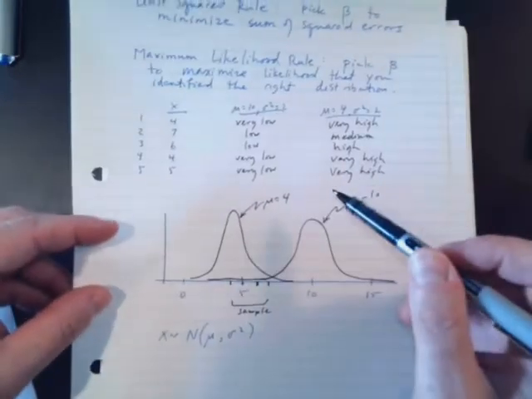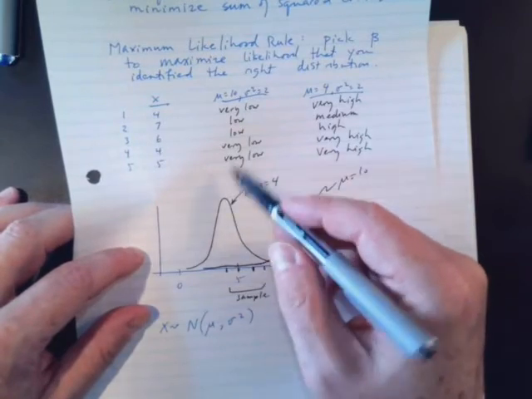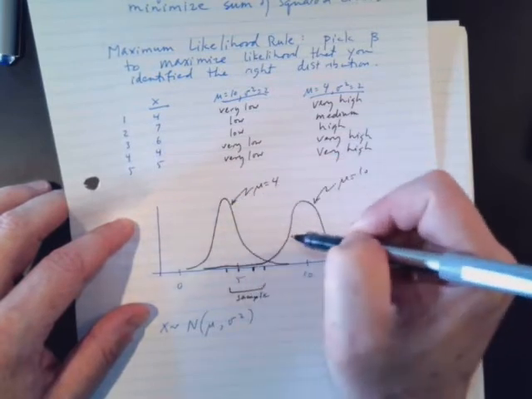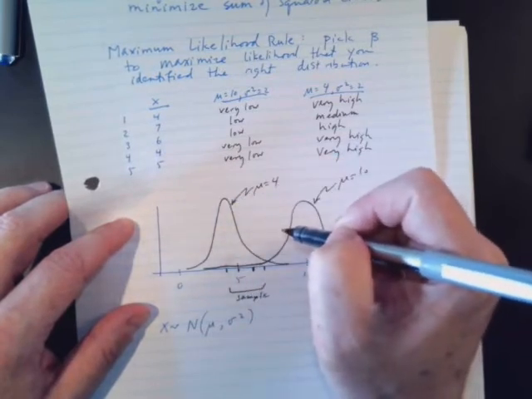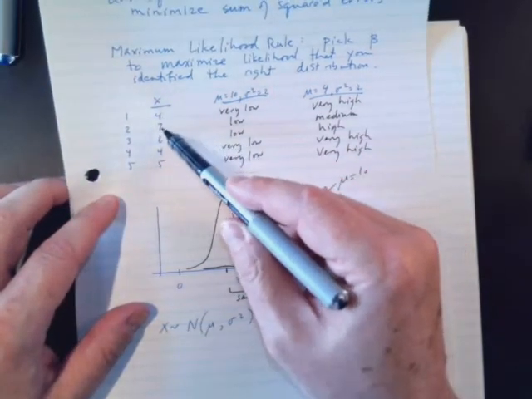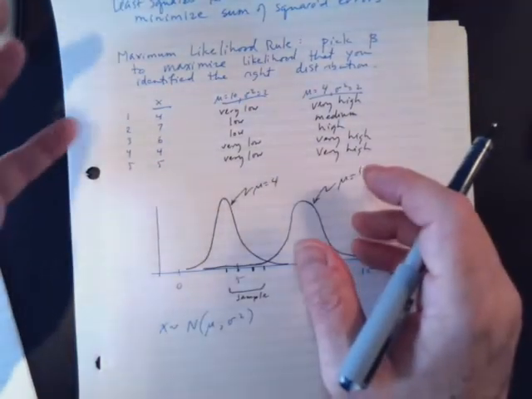Now, to do maximum likelihood estimation, I've already kind of hinted at it, but what we're going to do is say the likelihood of any one observation in the sample is the height of the density function at that point. So then that gives us a likelihood value associated with every point in the sample, and then we're going to add them up. All right, so how do you get the height of the density function?